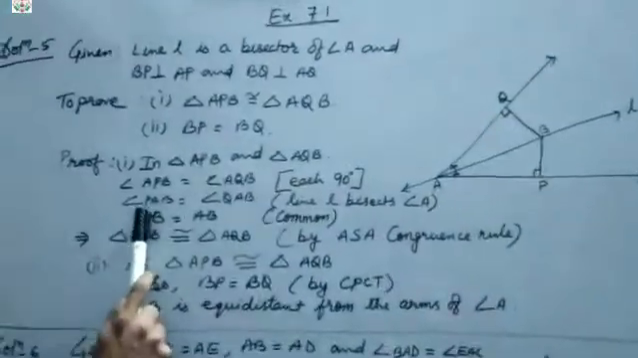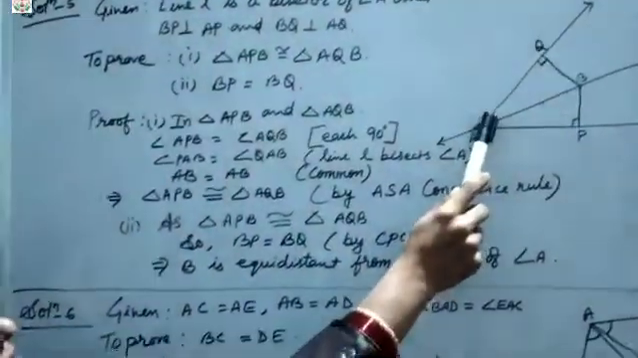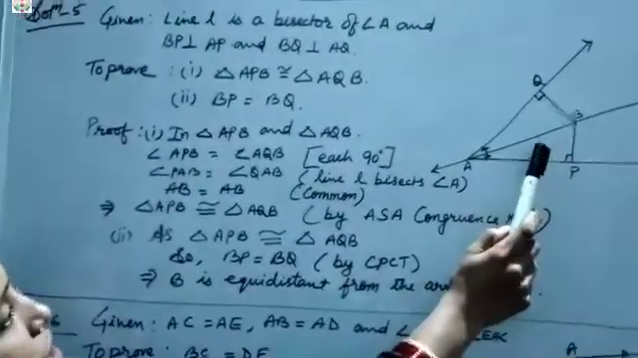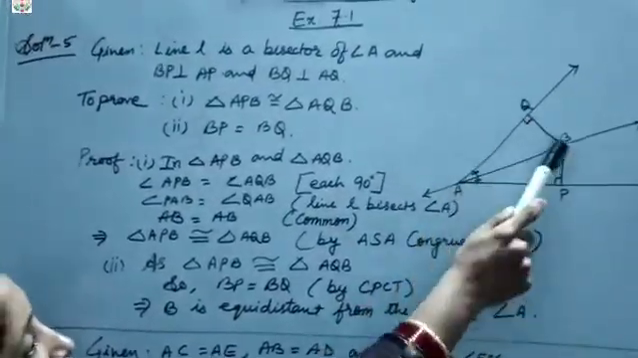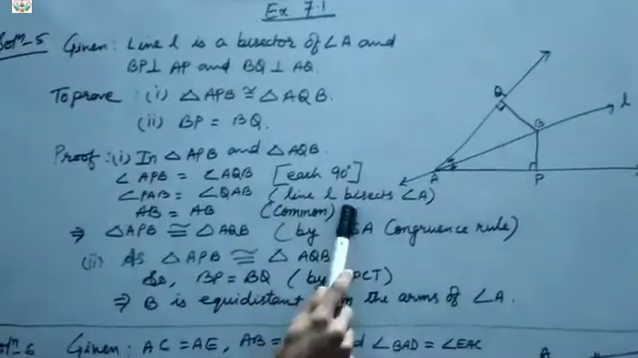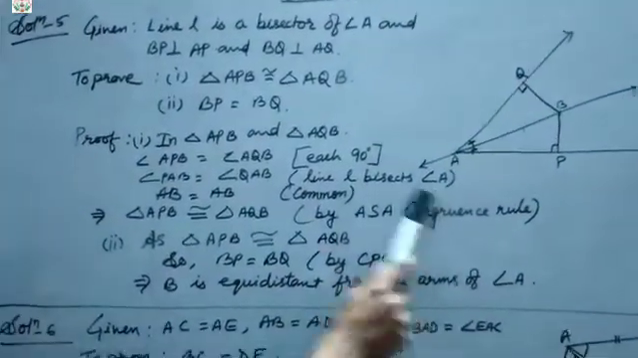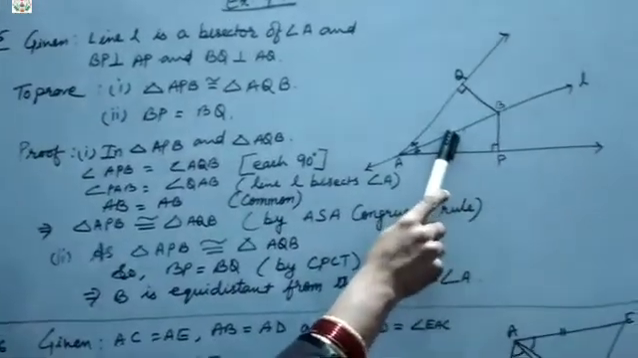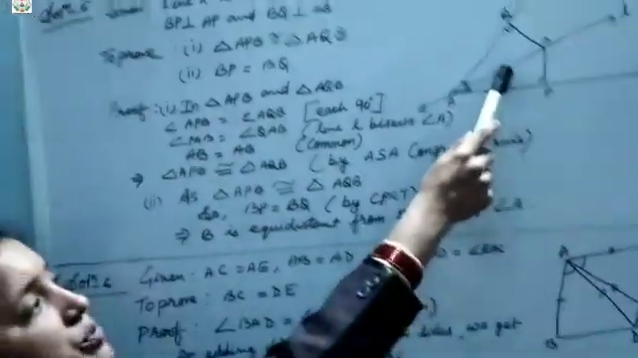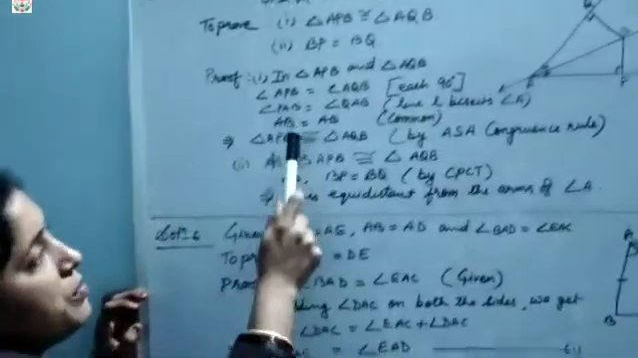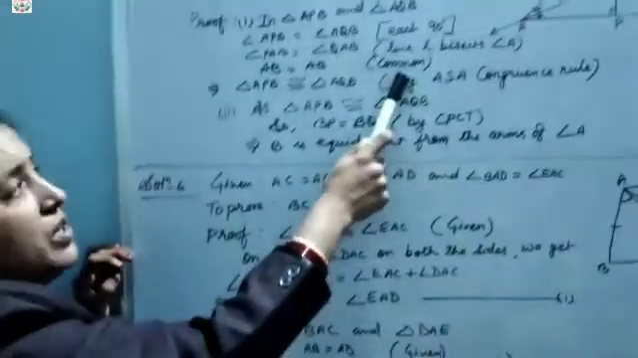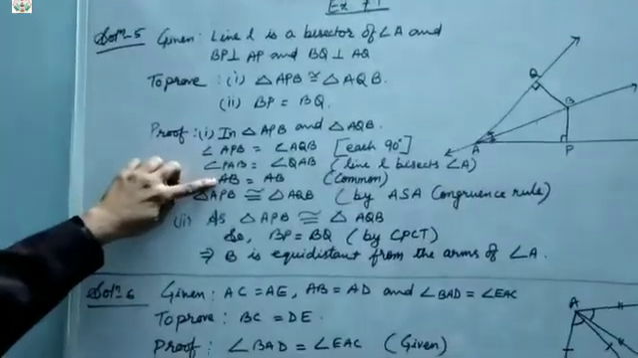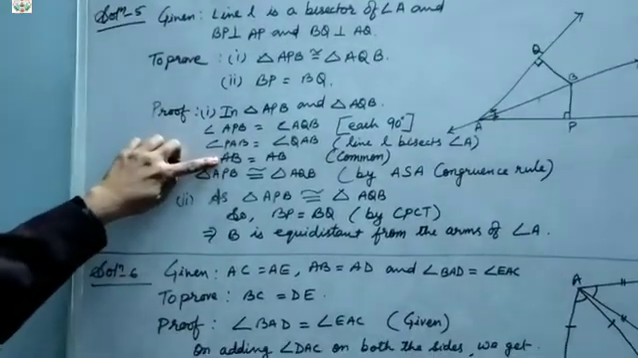Then this angle is equal to this, that is angle PAB is equal to angle QAB, because line L bisects angle A. And AB equals AB because for this triangle also AB is there and for this triangle also AB is one of the sides. So AB is equal to AB, common. So now you can see angle, angle, side. So which congruency is it?